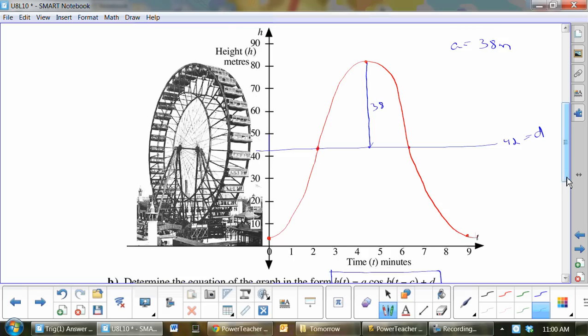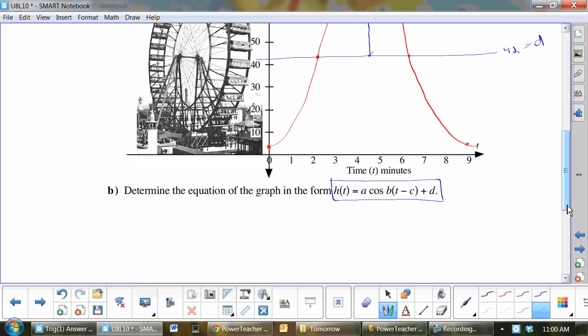Okay, so we can find B by doing 2 pi over P, right? And what are you saying? What's the period? So we're going to get 2 pi. It says it goes around every 9 minutes. So 2 pi over 9. So B is 2 pi over 9. It's almost getting too easy. I got one left, C.